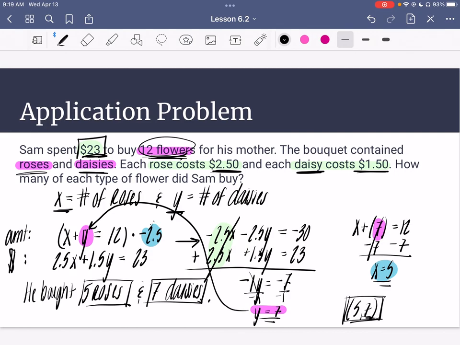And make sure at the end, again, it should make sense in the context of the situation. 5 plus 7 still gives you the 12 if you wanted to plug these back in to the second equation to make sure that it does add up and multiply to give you 23 bucks that he spent. That's how you can confirm, and we do have both positive values because we're talking about number of flowers here.